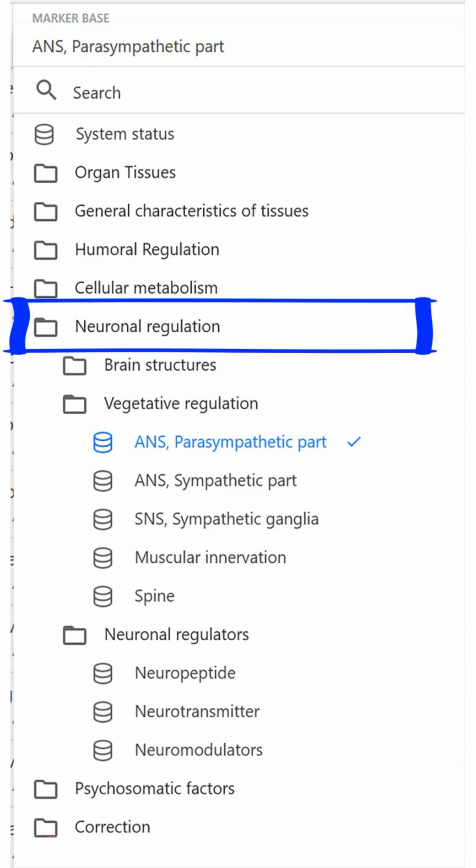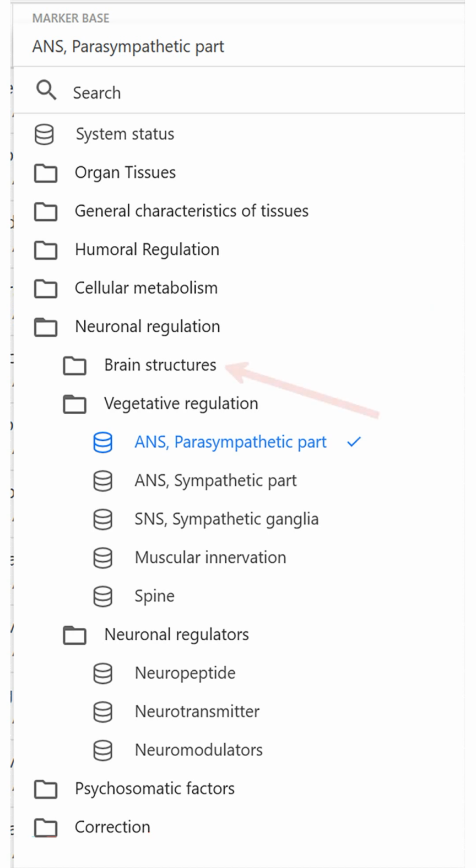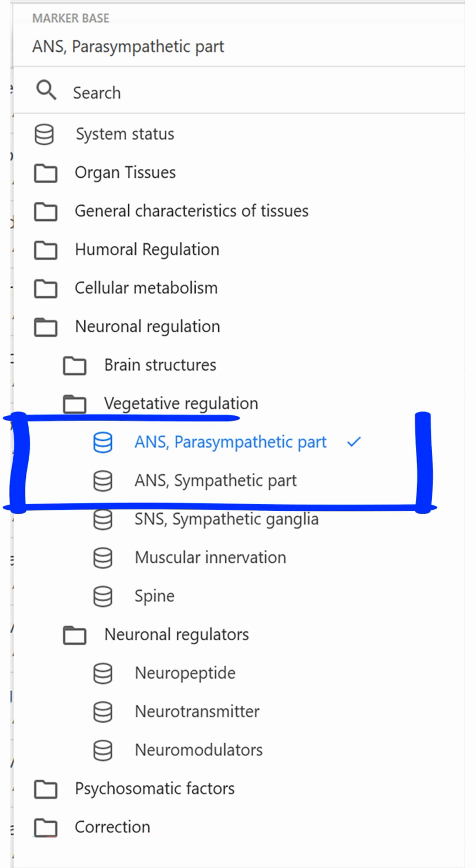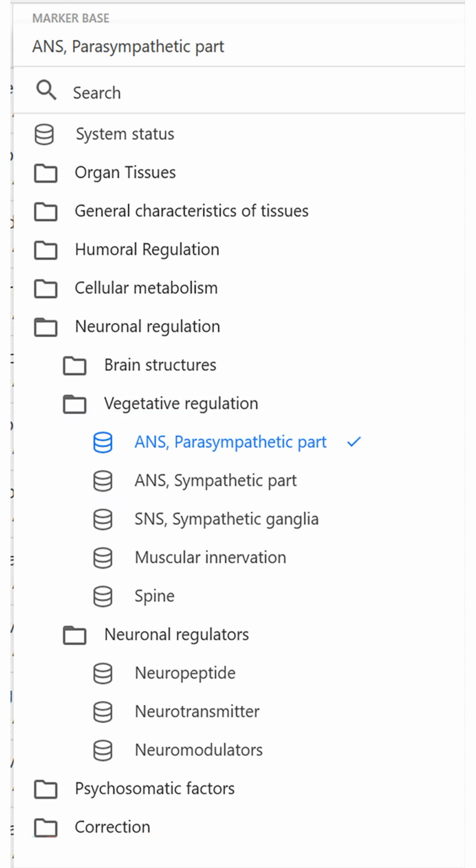The folder Neuronal Regulation combines three subfolders: brain structures, autonomic regulation, and neural regulators. Assessment of the condition of brain structures allows us to determine and balance many specific features of the human body and their psychosomatic orientation. Some brain structures are involved in the regulation of the autonomic nervous system, sympathetic and parasympathetic. The autonomic nervous system, in turn, innervates the entire body, all organs and tissues. The balance of the sympathetic and parasympathetic nervous systems is important for both mental and physical health of a person.